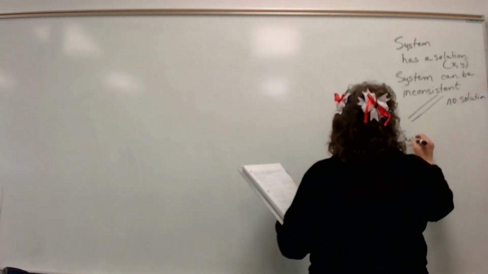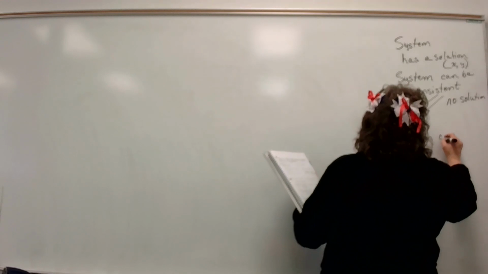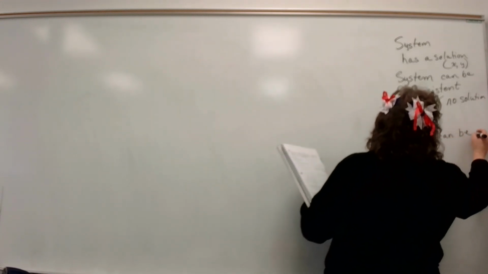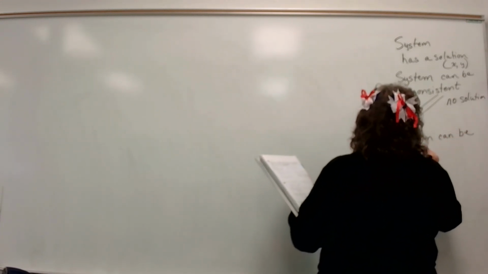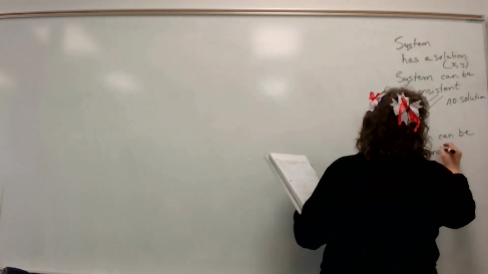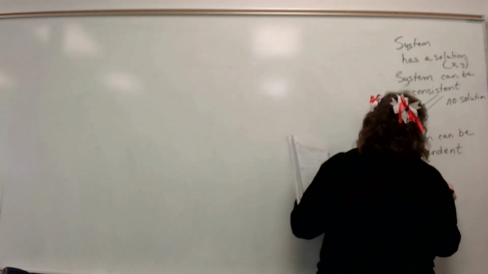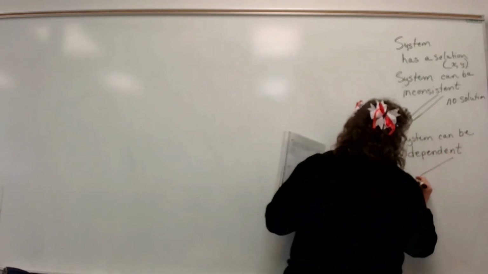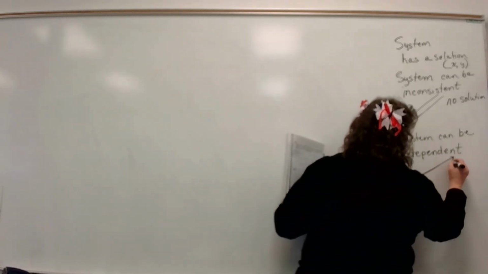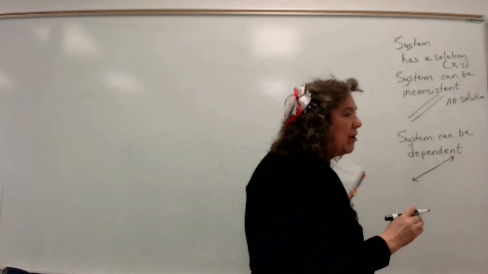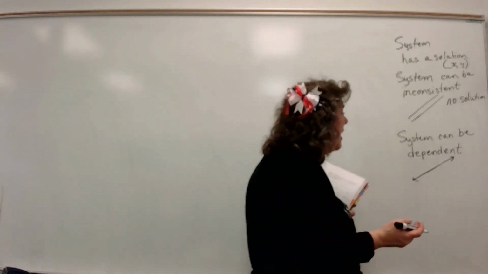Or your system can be dependent. What happens with a dependent system? A dependent system is one line on top of another line. And in this case, when your lines are on top of each other, what happens?